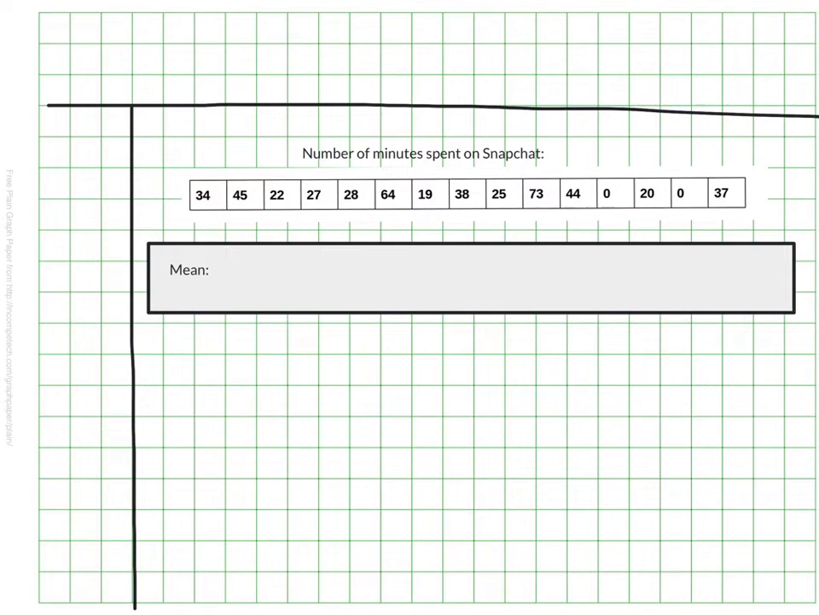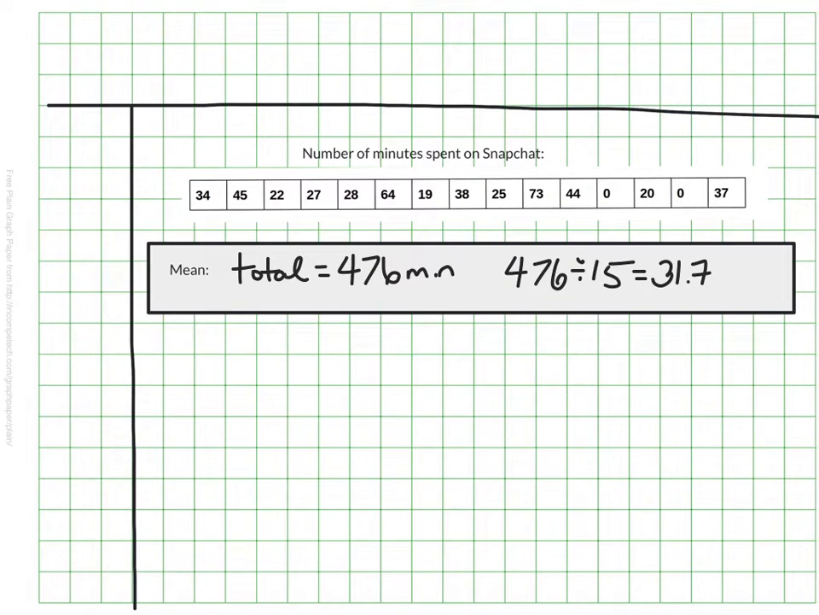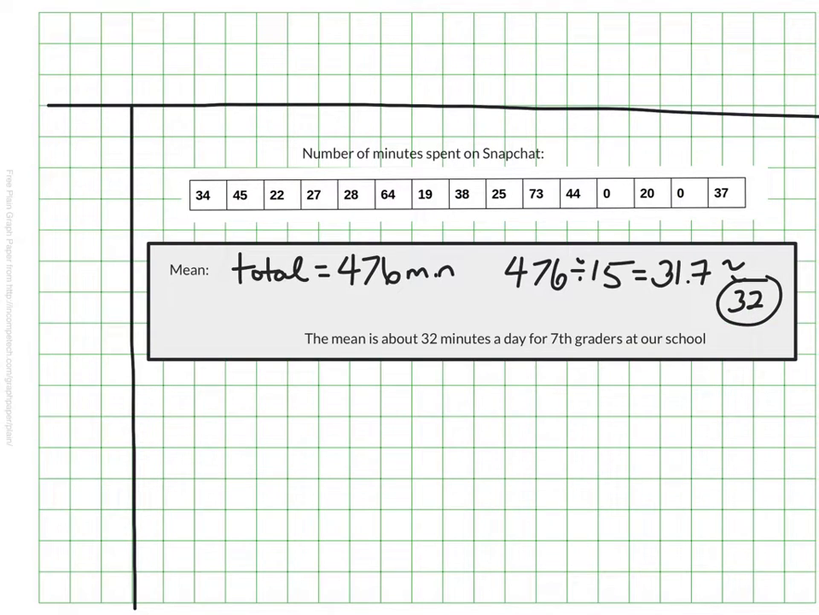And if we add up all of the minutes, I'm going to do the calculations for us, right? I'm just adding up 34 plus 45 plus 22, etc. And if I add that all up, and you can double check my work here, I get 476 total minutes, but then I'm going to divide that by 15. And again, I'm doing my calculations on the side here, but when I do that, I get about 31.73. It keeps going. But that means on average, it's about 32 minutes per day for our sample group of students. So that's one of our measures of center taken care of. The mean is about 32.